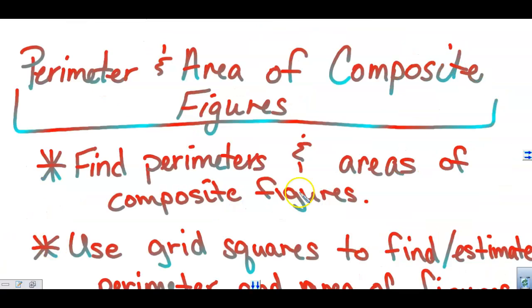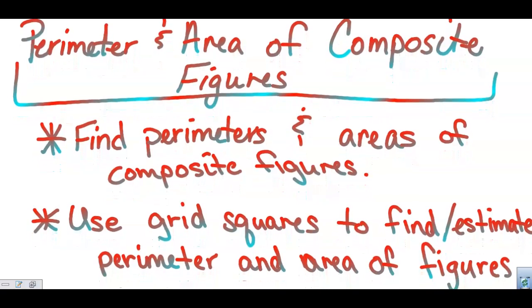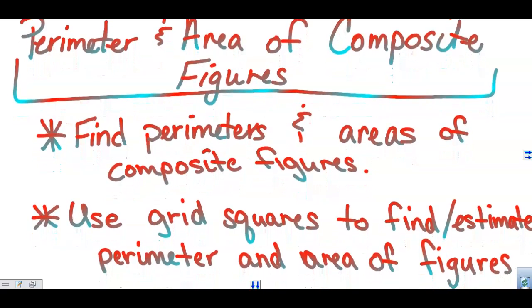In this video, we talked about how to calculate perimeter and area of composite figures using just a picture or grid squares.